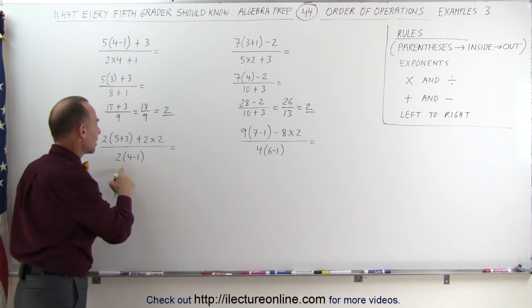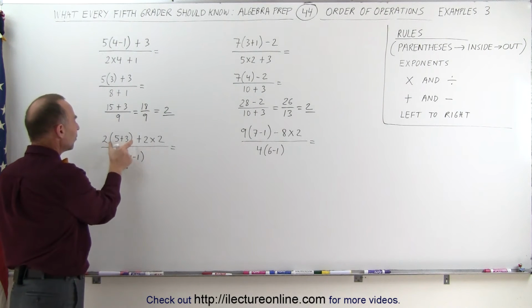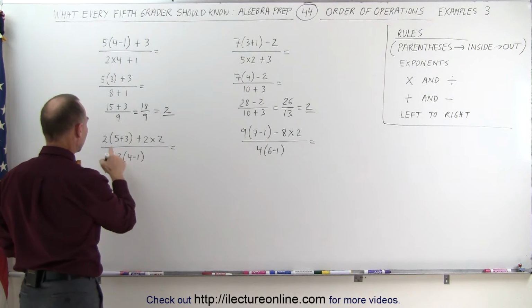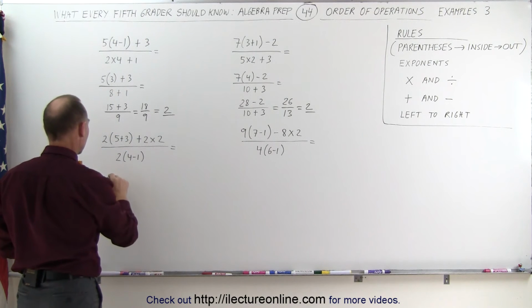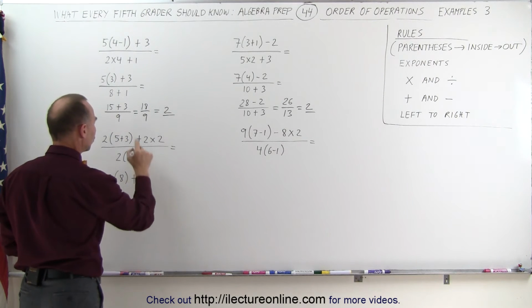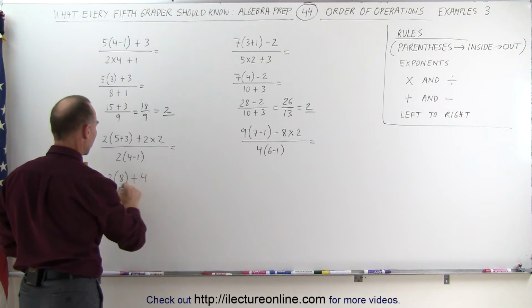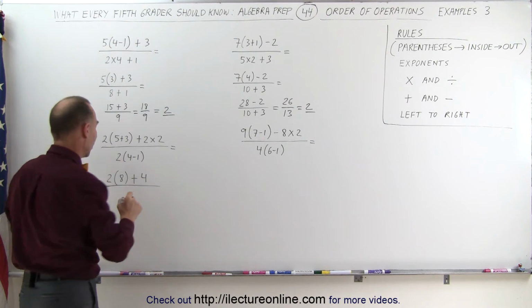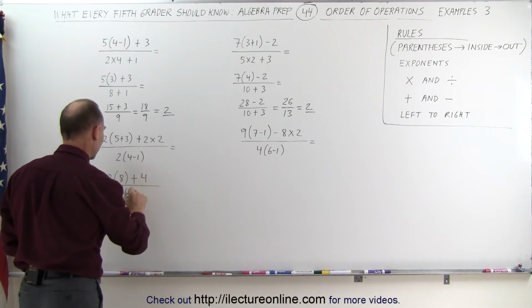Let's go on to this one here. Notice we have parentheses, we have a multiplication there. We can do this as follows. This is equal to, first we add what's in the parentheses, 2 times 5 plus 3, which is 8, plus 2 times 2, which is 4, divided by 2 times, well, we have to do what's in the parentheses first, so this would be 2 times 4 minus 1, which is 3.